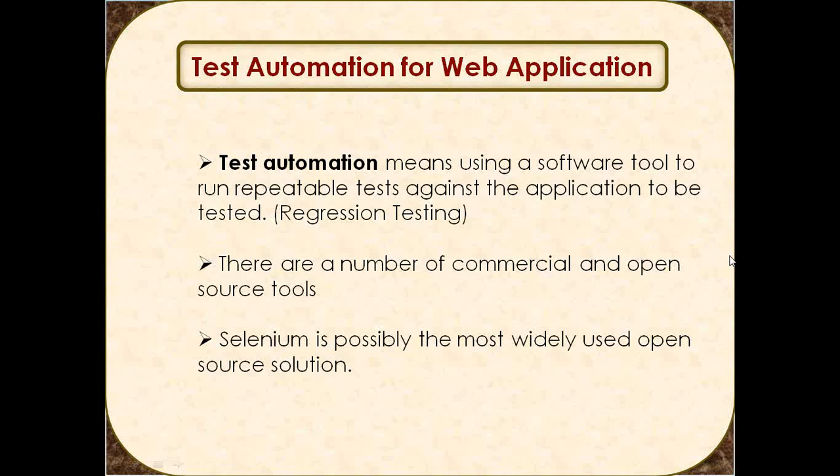As I just told you, there are so many tools available in the market. Some of them are commercial and some are open source tools. Commercial means you need to pay for the tool. The best example of a commercial tool is QTP. Open source tools are those where you need not pay anything. Some organizations contribute code to it and the tool is free for you. Coming to open source tools, Selenium is possibly the most widely used open source solution in automation tools.